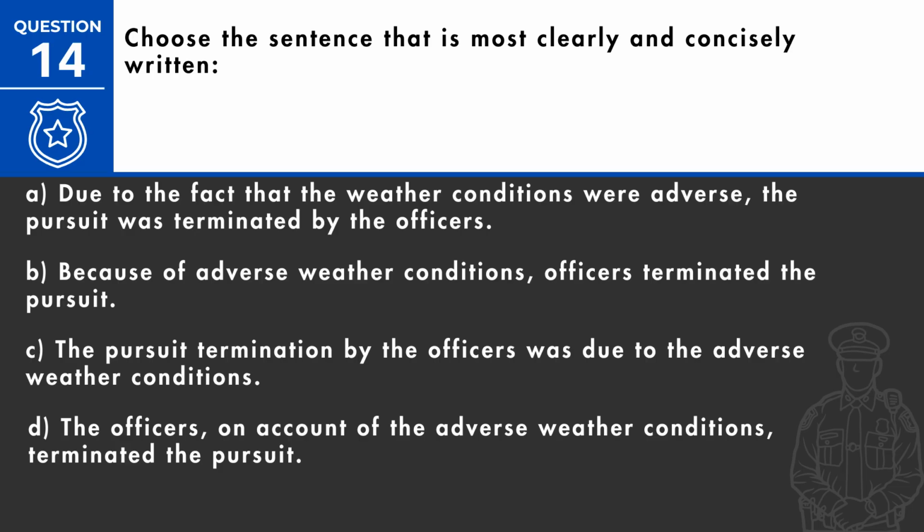Question 14. Choose the sentence that is most clearly and concisely written. A. Due to the fact that the weather conditions were adverse, the pursuit was terminated by the officers. B. Because of adverse weather conditions, officers terminated the pursuit. C. The pursuit termination by the officers was due to the adverse weather conditions. D. The officers, on account of the adverse weather conditions, terminated the pursuit.